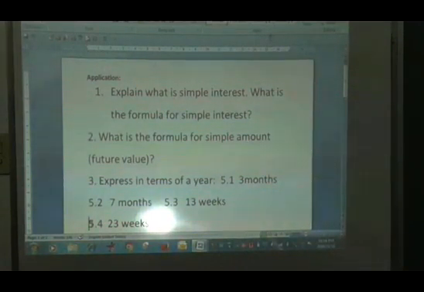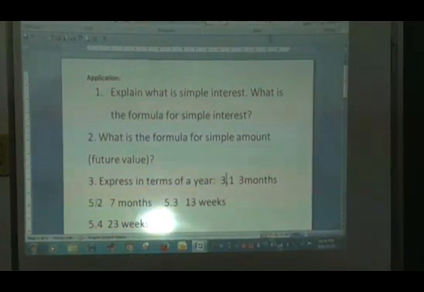Question 3. Express in terms of a year. 3.1, 3 months. 3.2, 7 months. 3.3, 13 weeks. And 5.4, 23 weeks. You have to convert these into years. Right, sorry about that error. It's supposed to be 3.1, 3.2, 3.3, 3.4. Let me correct it straight away. Sorry.